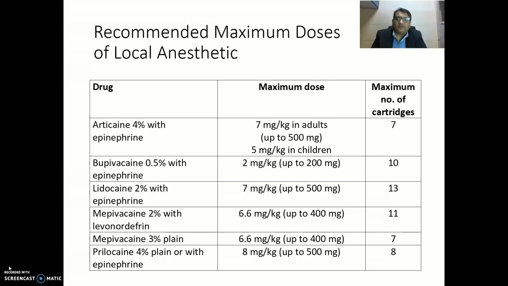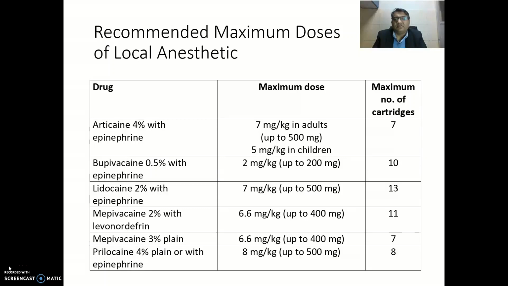The most important for us is lignocaine 2% with epinephrine. The maximum recommended dose is 7 mg per kg, and up to 500 mg can be given, and the maximum number of cartridges is 30. Mepivacaine 2% with levonorepinephrine, 11 cartridges can be given. Mepivacaine 3% plain, 6.6 mg per kg is the maximum dose, and 7 cartridges can be given, and this is especially important in child patients.